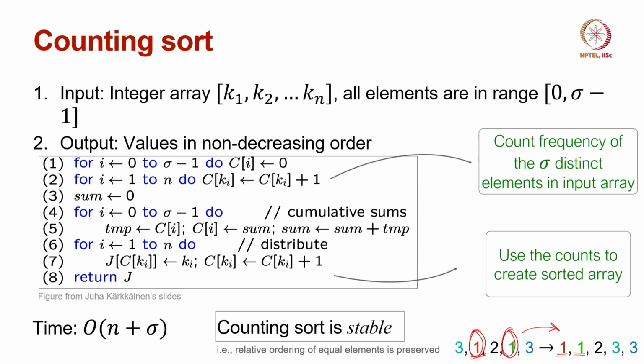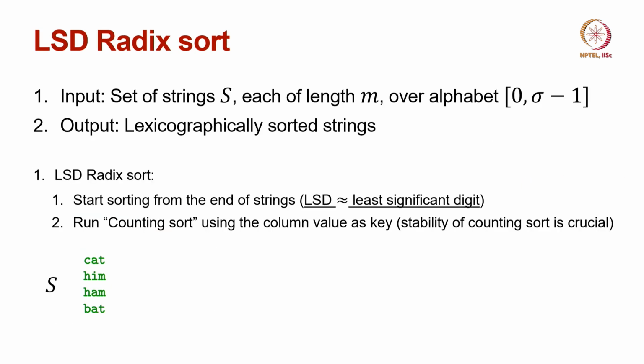Okay. So remembering that the time complexity of counting sort is n plus sigma and that counting sort is stable, let us look at how the radix sort will work.